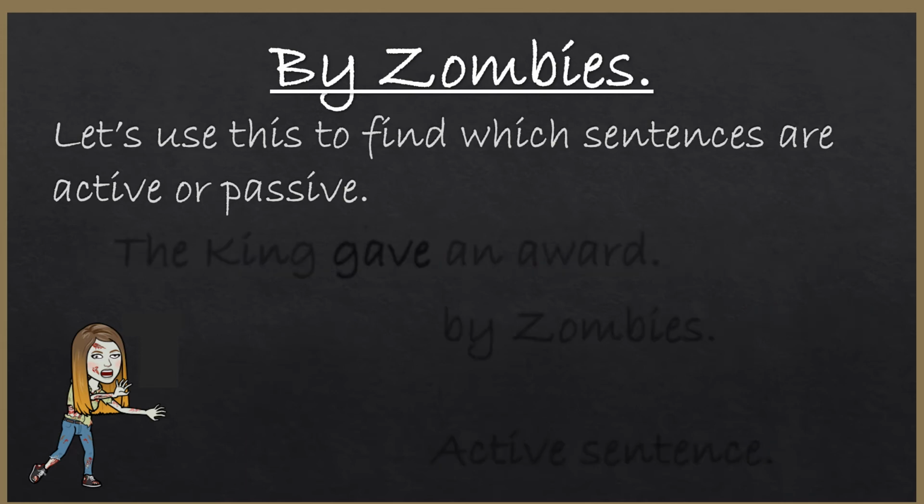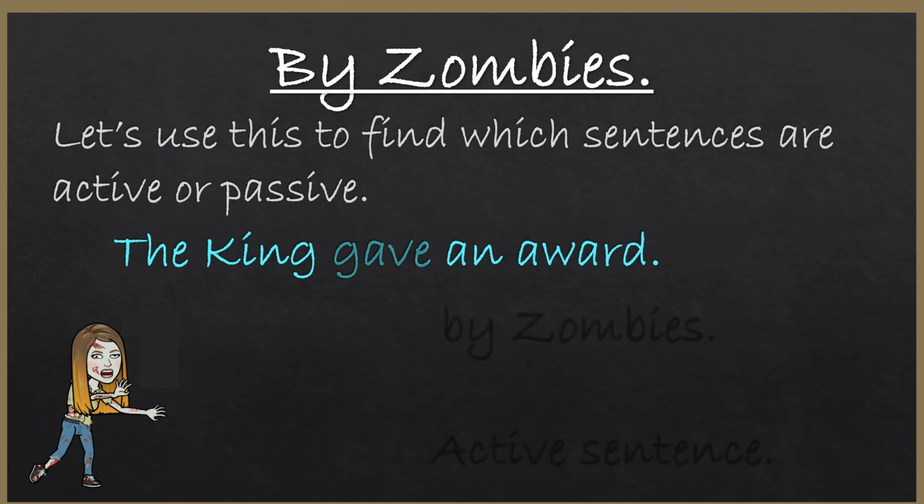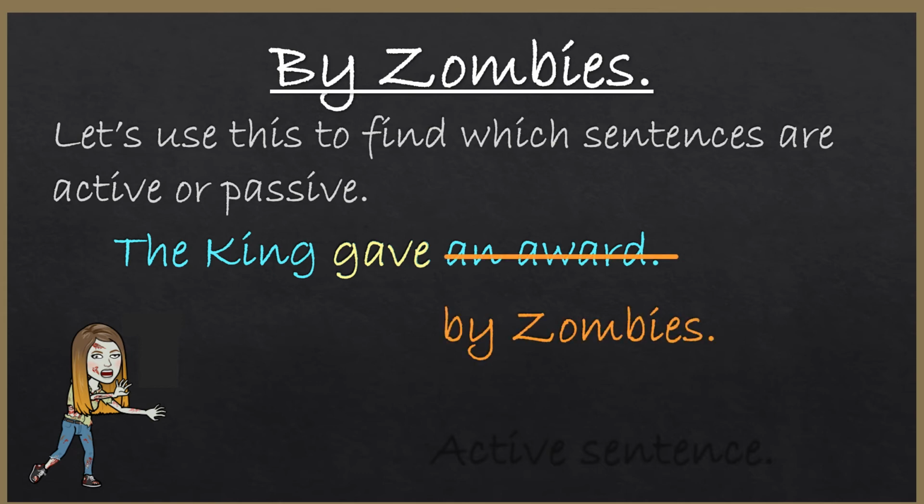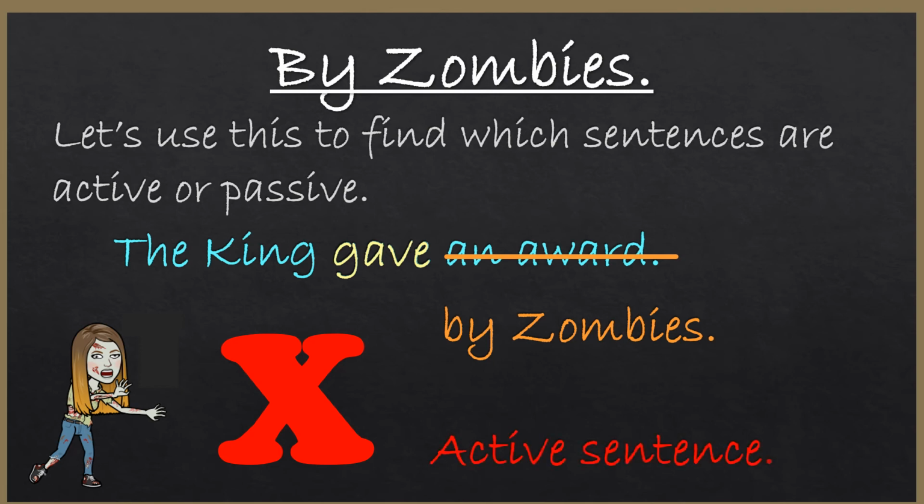Let's try another. The king gave an award. Now remember, we need to find the verb. That's the action word. What is it? Well done. It's gave. That's our verb. Remember, anything else after the verb needs to be cancelled off and changed for by zombies. Now does our sentence make sense? The king gave by zombies. Oh, no, this doesn't make sense. So that means this is an active sentence.